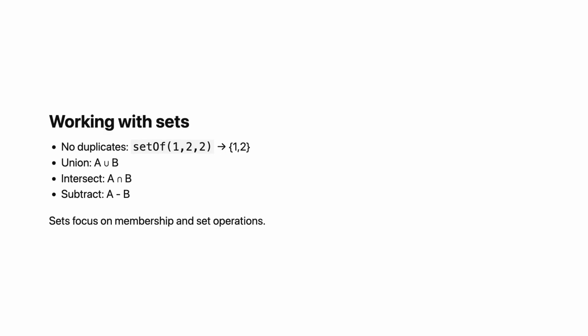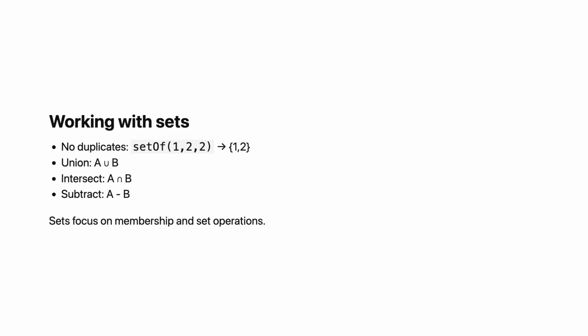Sets focus on membership, not order. Create val set = setOf(1, 2, 3, 2). The result has no duplicate 2. Check membership with element in set. Fast lookup. Set operations: union to combine, intersect for common, subtract for difference. setA union setB gives all elements from both. setA intersect setB gives elements in both. setA subtract setB gives elements in A but not B. For mutable sets: add, remove, clear.